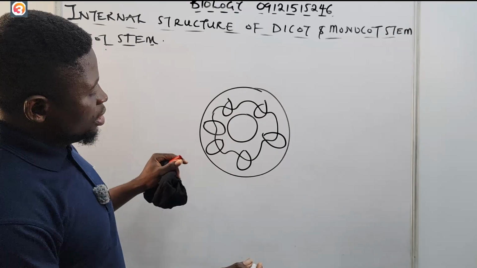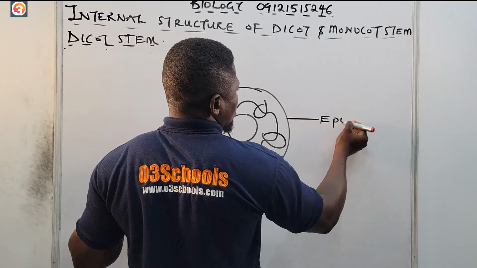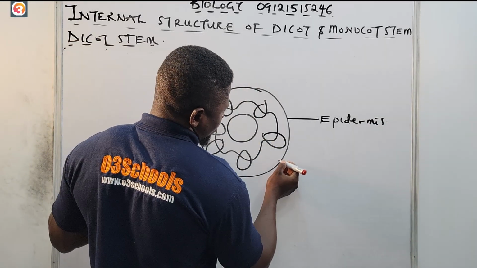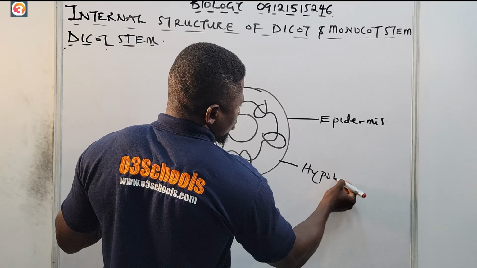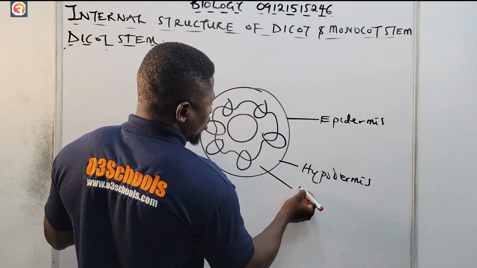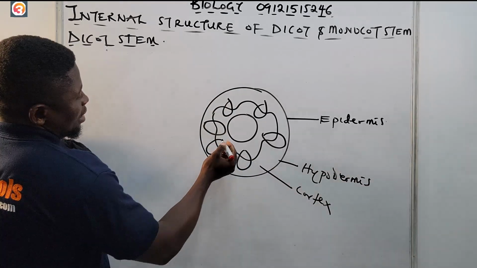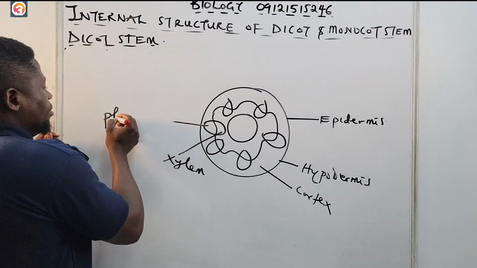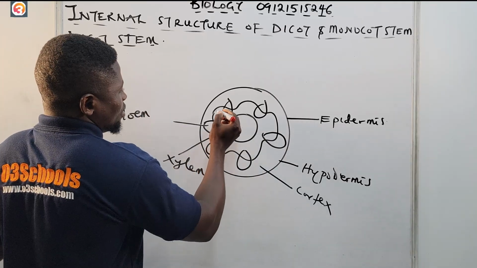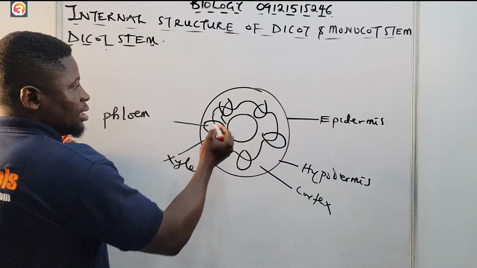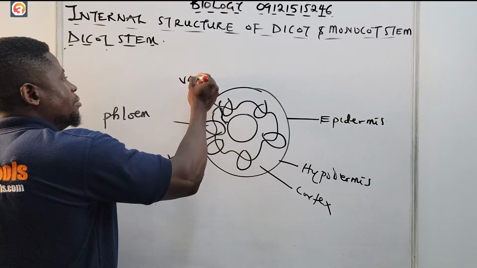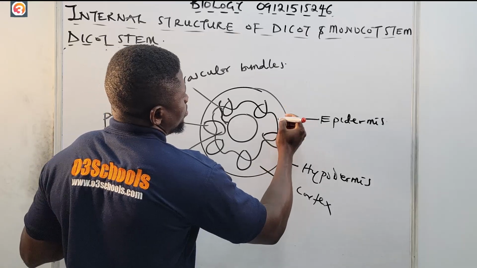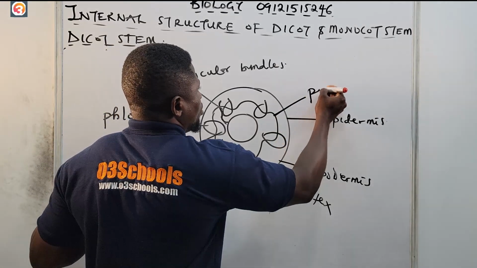So this one here is our epidermis, and then we now have our hypodermis. We have our cortex. Then here we have our xylem, and here we have our phloem. That means that these ones here are our vascular bundles. So the pericycle, this is the pericycle.